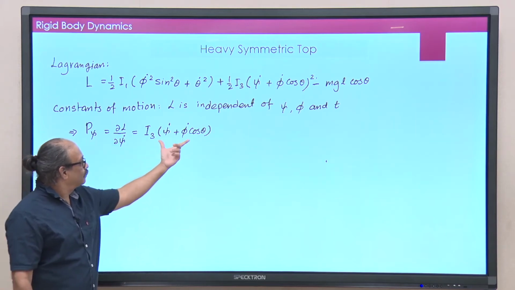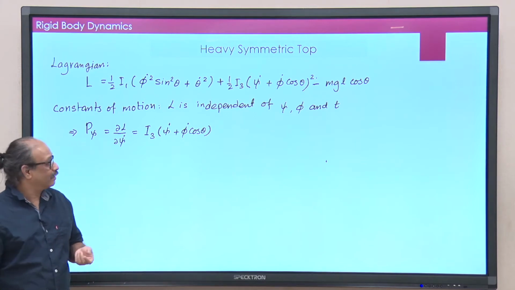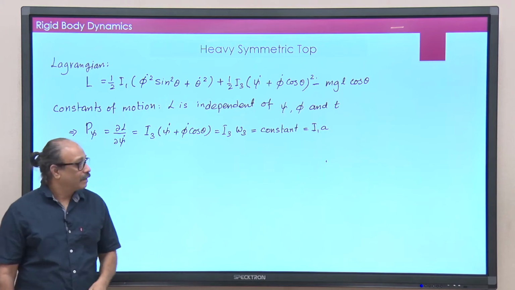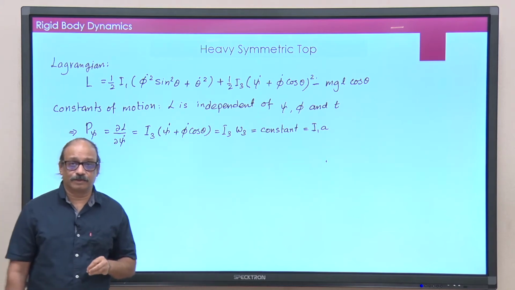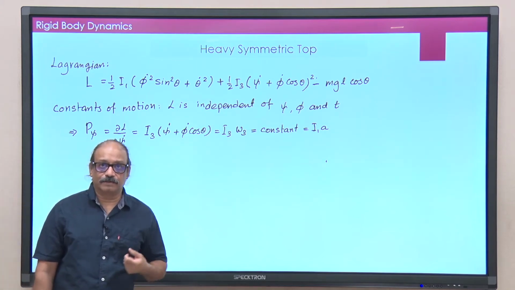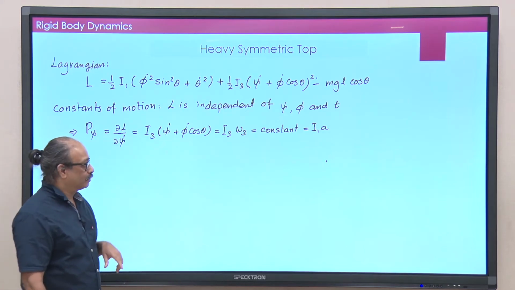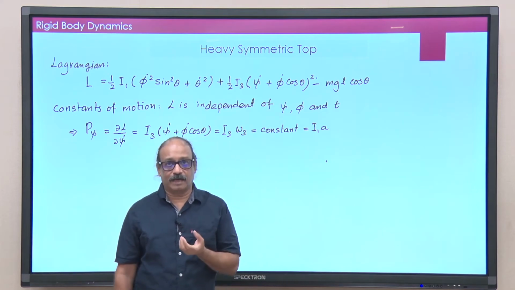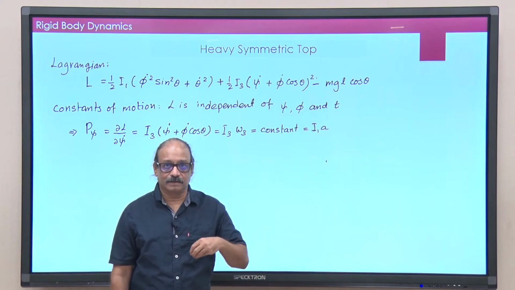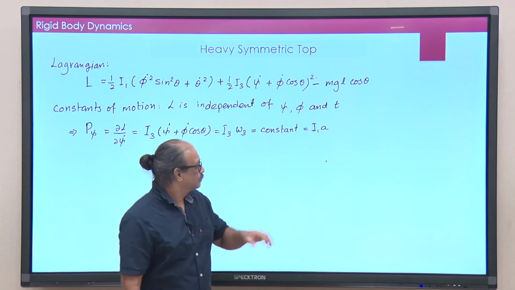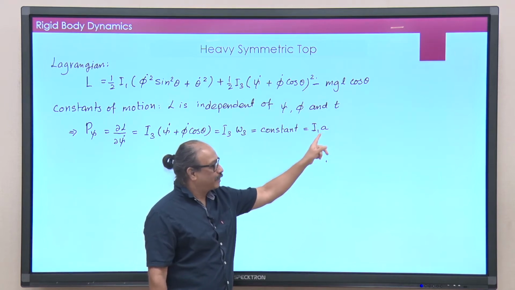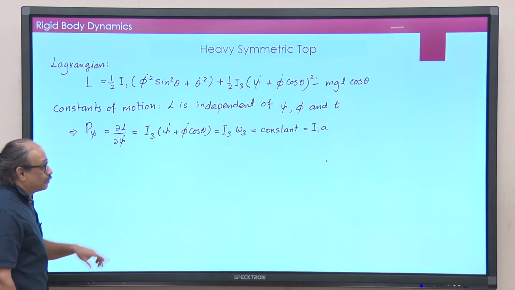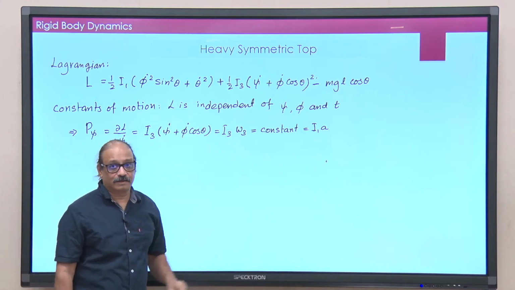And you recognize what is this? This is nothing but omega 3 again. Okay. So, I will write it as I 3 omega 3, and that must be a constant of motion, and I should equate it to some constant. I am going to conveniently write it as I 1 a. So, basically the product I 1 a, I 1 anyway is a constant, so I 1 a is a constant. So, I am going to express that constant as I 1 times a. This also means omega 3 remains constant.